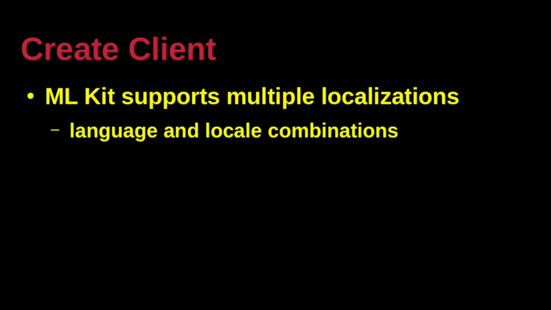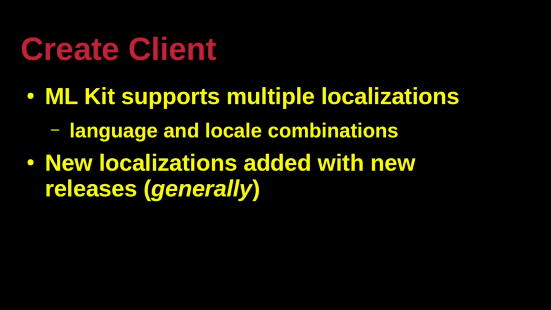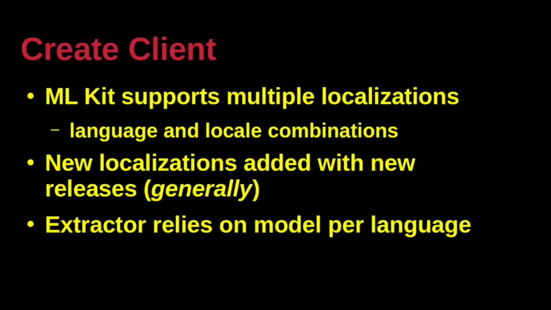The Google ML Kit permits localization based on ISO conventions for language and country. The ML Kit is being actively upgraded. Newer localizations are being added. The extractor model relies on the language settings for processing.